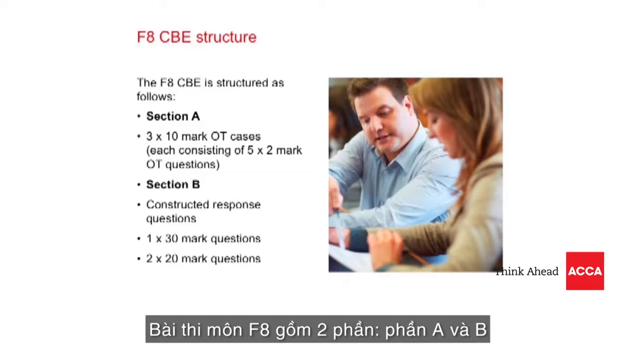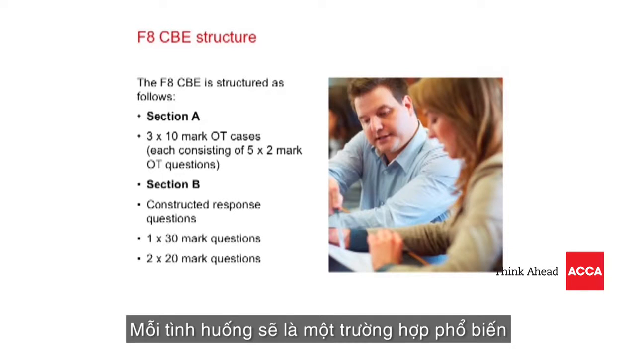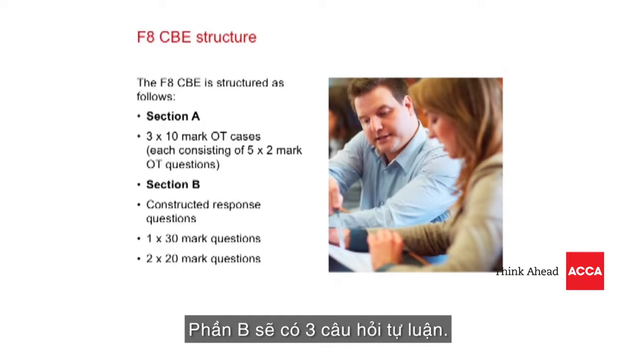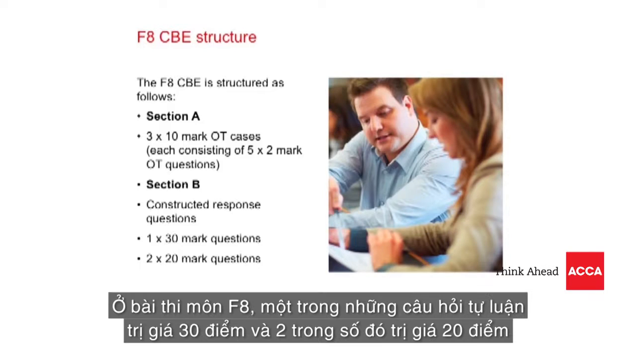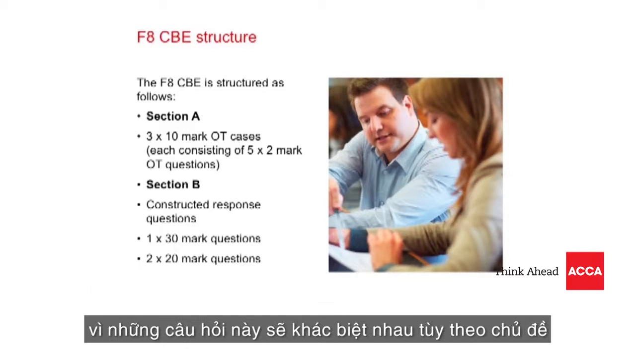The F8 exam will consist of two sections, Section A and Section B. Section A contains 3 objective test case questions worth 10 marks each. Each case is comprised of a common scenario and 5 associated objective test questions, each worth 2 marks. Section B contains 3 longer questions, which we refer to as constructed response questions. In the F8 exam, one of these constructed response questions is worth 30 marks, and 2 of them are worth 20 marks. The rest of the video will focus mainly on the constructed responses, as these differ from subject to subject.